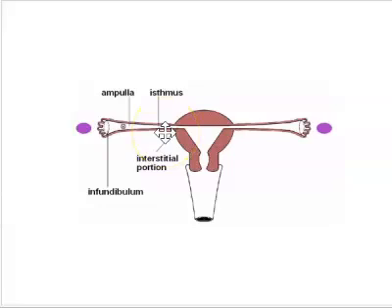The isthmus is that narrow region. If you know the term isthmus, in geography it's a narrow bridge between two continents or two land masses. So it kind of fits here, the narrowness of the isthmus.